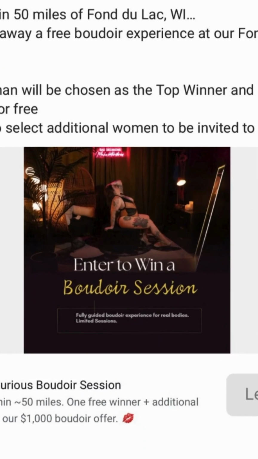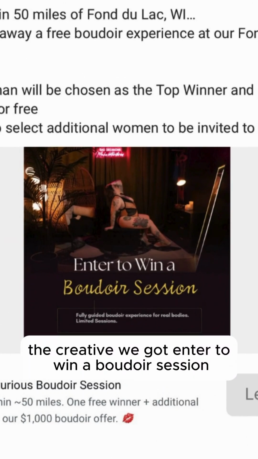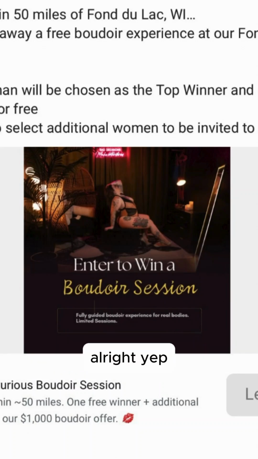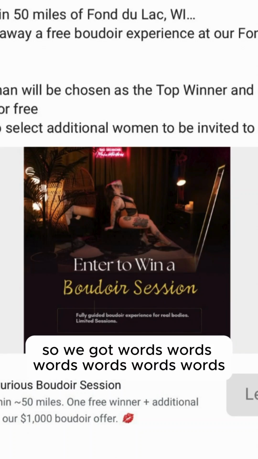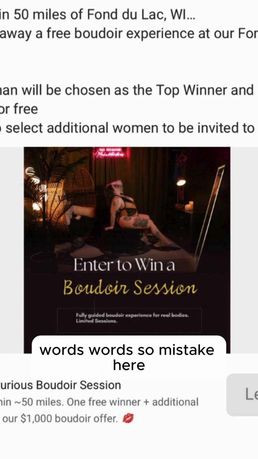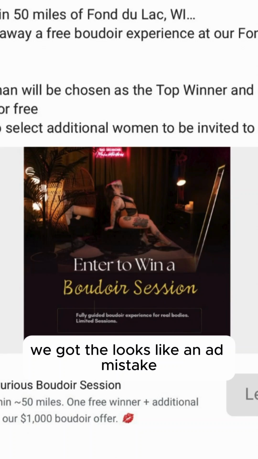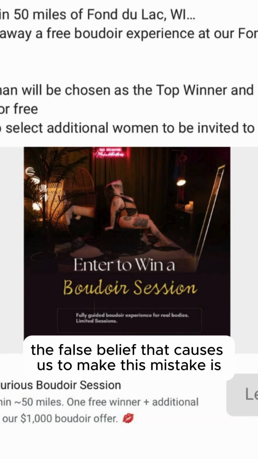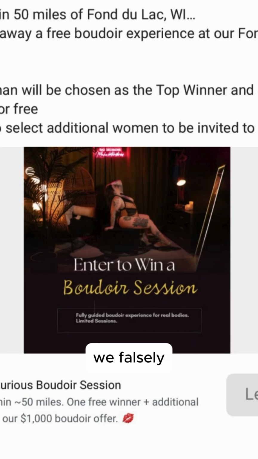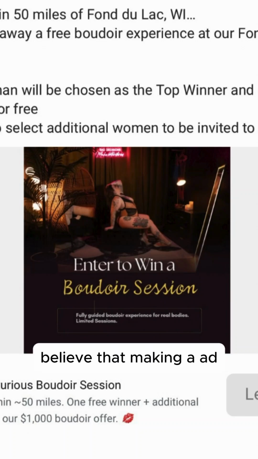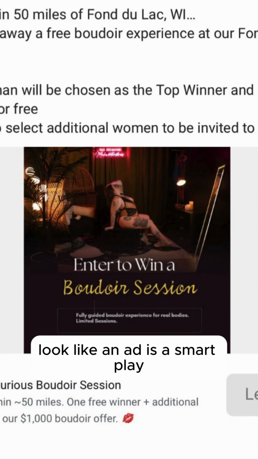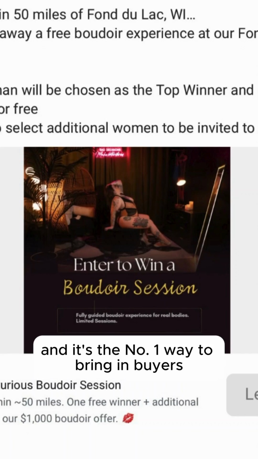Next, looking at the photo here, the creative. We got enter to win a boudoir session. All right. Yep. So we got words. So the mistake here is the looks like an ad mistake. The false belief that causes us to make this mistake is we falsely believe that making our ad look like an ad is a smart play, and it's the number one way to bring in buyers.